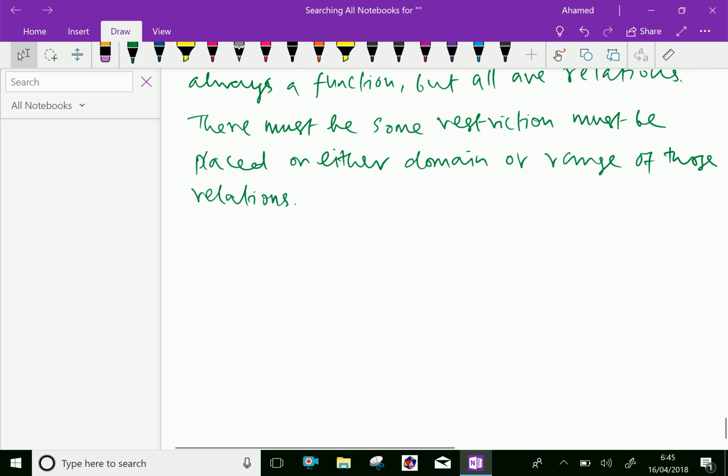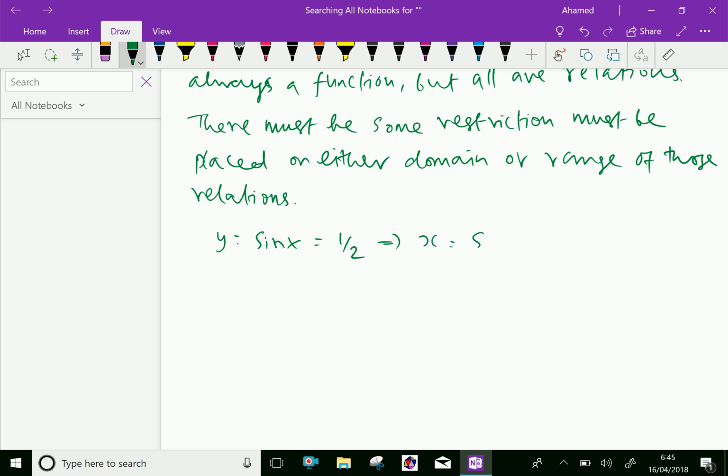Suppose consider y equal sin x. Suppose this y equal sin x is half, then we can say x equal sin inverse half, which is equal to pi by 6, the principal value, that is 30 degrees.